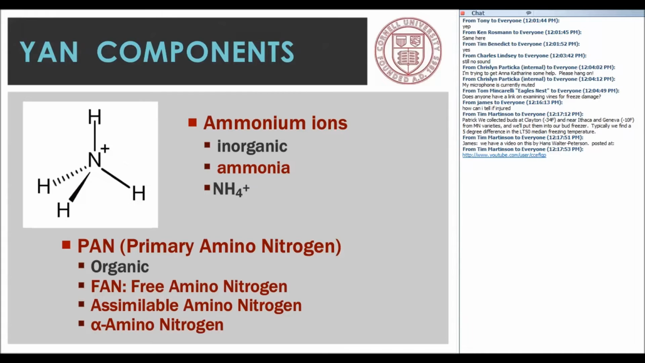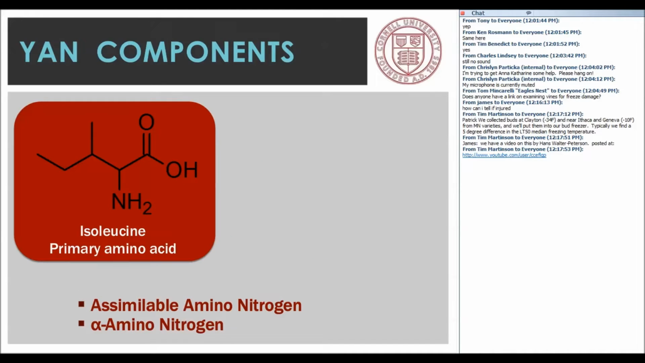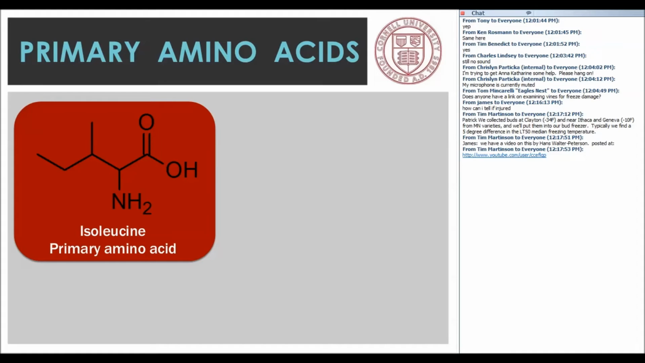The more complex nutrient is the PAN, the primary amino nitrogen. This is organic nitrogen in contrast to the inorganic nitrogen from the ammonia. And it's also called FAN, which is free amino nitrogen, or assimilable amino nitrogen, or alpha amino nitrogen, depending on who you're talking to. So for our purposes, we're going to talk about PAN because it sort of makes the most sense. And if you're curious why PAN, this is an example of a primary amino acid. And you can see, as with the ammonia, that nitrogen is just hanging off the bottom there. So it's easily accessible for the yeast when it comes in to chomp that off.